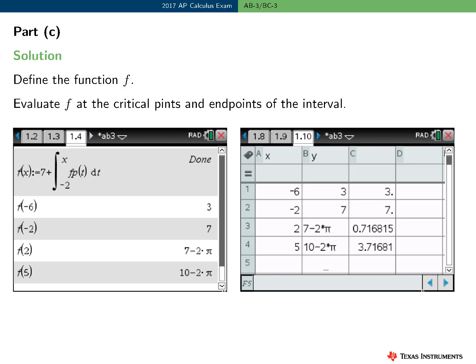In part C, I need to know where the absolute minimum value can occur. I can then use technology to create a table of values. And I started with a formal definition of the function f. First, on the home screen, I found the value of f at each critical point and at the endpoints. But I can also create a table of values on the TI-Nspire in a Lists and Spreadsheets page. And if I need to, I can also convert the symbolic answers to numerical approximations, just to make it a little bit easier to select the absolute minimum value.